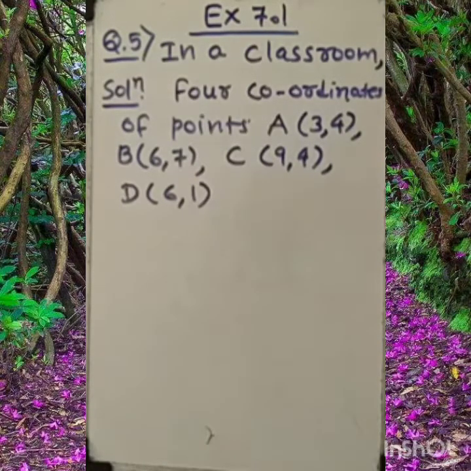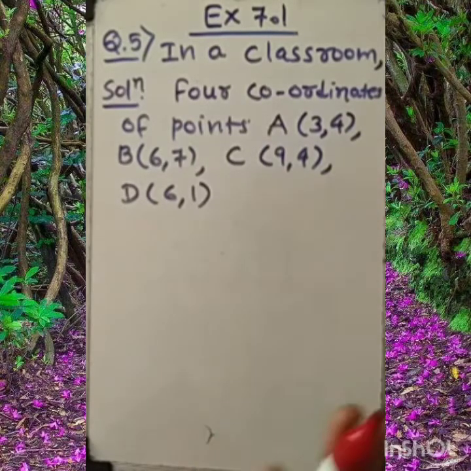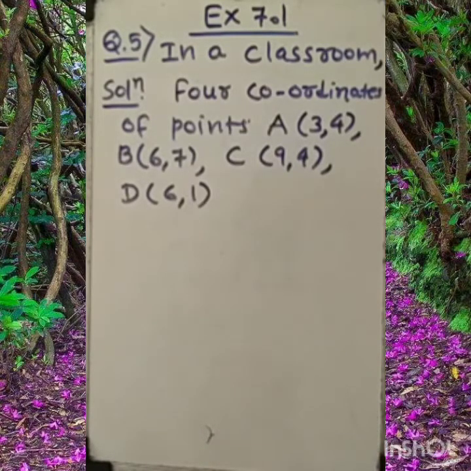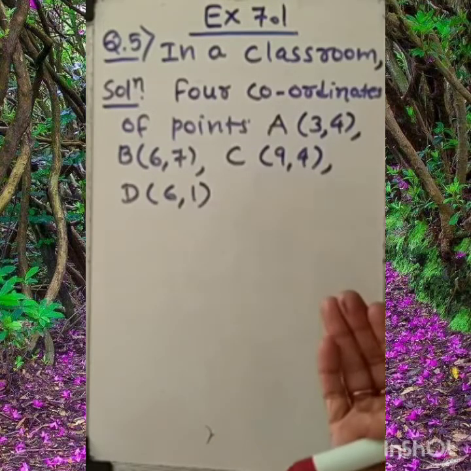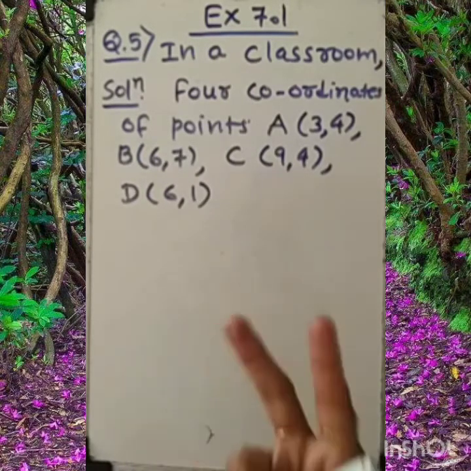Now, we want to prove that A, B, C, D form a square. The prior requirement is that we need to find all four sides. But the problem is, if we find only the four sides and they are equal, then it can be a square, but there is one more option. It can be a rhombus also, because a rhombus is also a quadrilateral having all four sides equal.